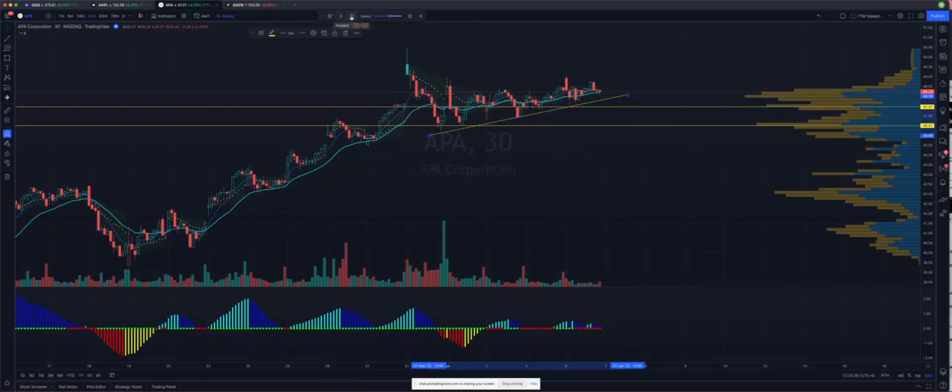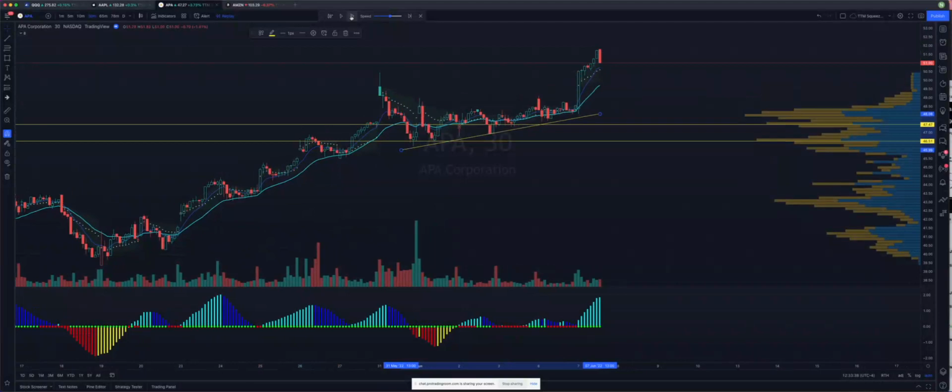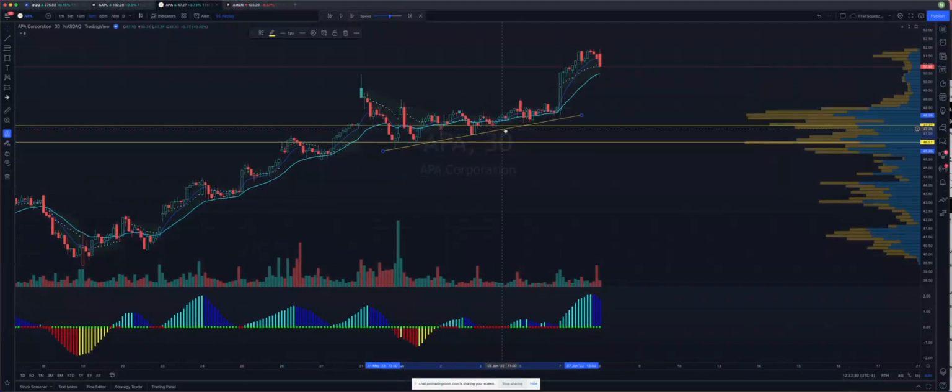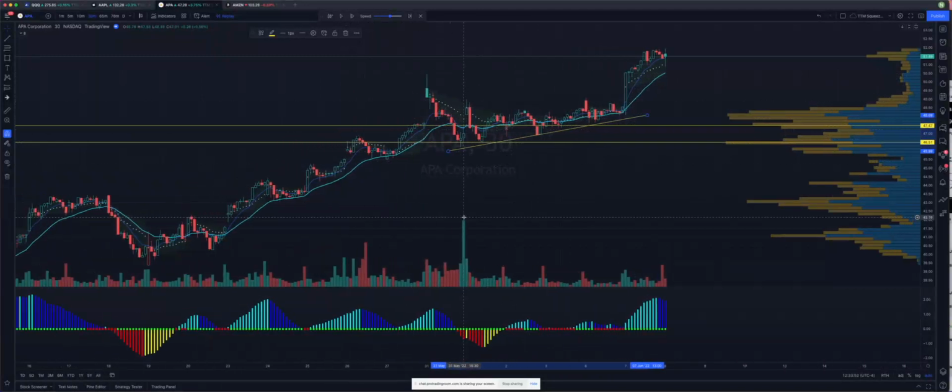This is APA, right? So we got our move. But I was able to position off of volume profile levels within my TTM Squeeze edge. So that is intro to volume profile.